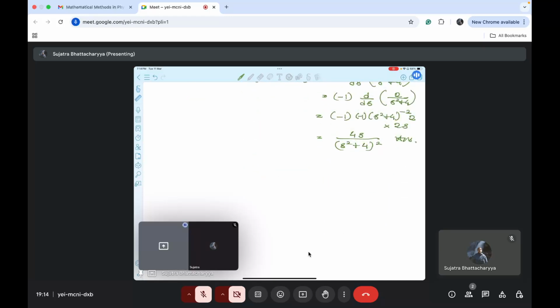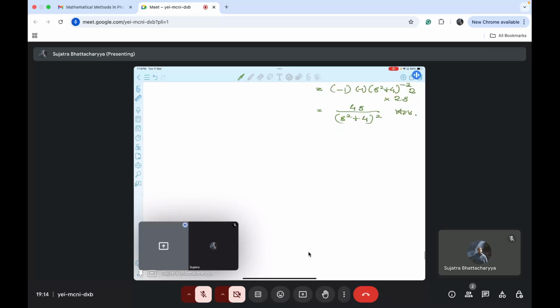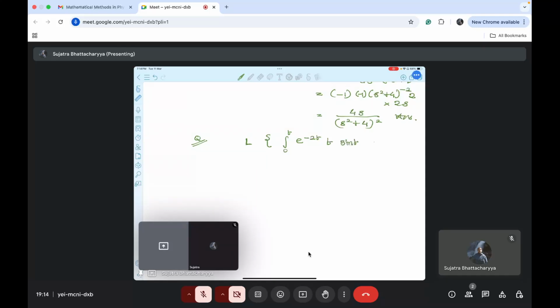The second one is a combination of too many things. Look at it and see how quickly we can approach this kind of question. So the Laplace transform of, I am saying, integral from 0 to t of e^(-2t) t sin t dt. This is what you have to solve for.